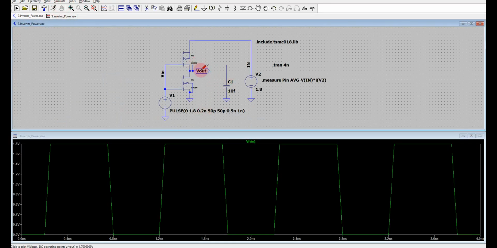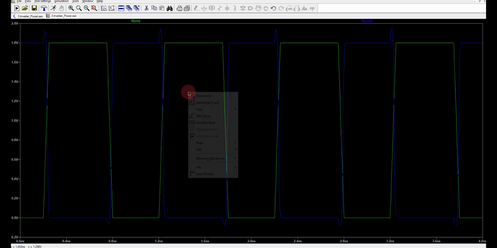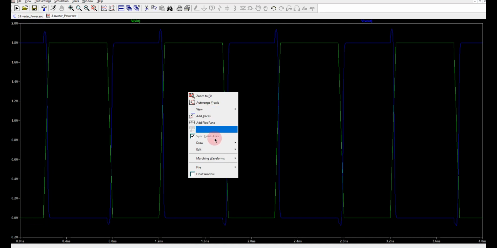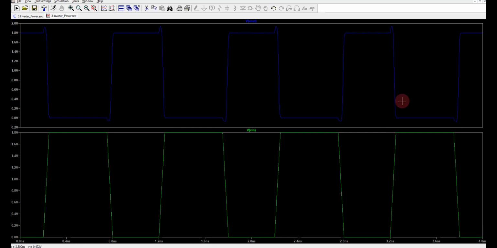and let me plot this output. Okay, now when you see this waveform, you will find this input signal is slightly overshooting at these places, right? The output signal is overshooting here, and it is also undershooting here. So you don't have to be worried about that.